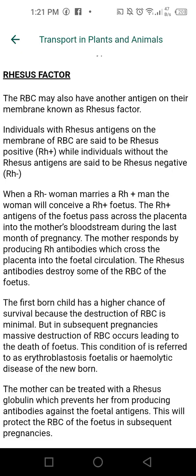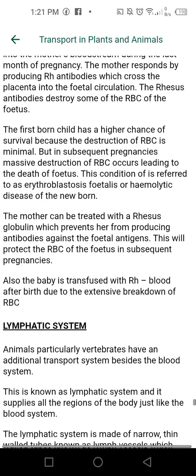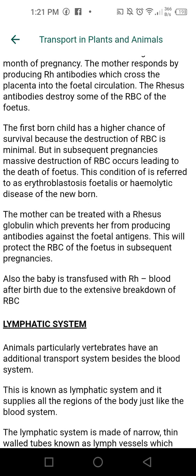The firstborn child has a higher chance of survival because the destruction of RBC is minimal. But in subsequent pregnancies, massive destruction of RBC occurs, leading to the death of the fetus. This condition is referred to as erythroblastosis fetalis or hemolytic disease of the newborn. The mother can be treated with a rhesus globulin which prevents her from producing antibodies against the fetal antigens. This will protect the RBC of the fetus in subsequent pregnancies. Also, the baby is transfused with Rh- blood after birth due to the extensive breakdown of RBC.